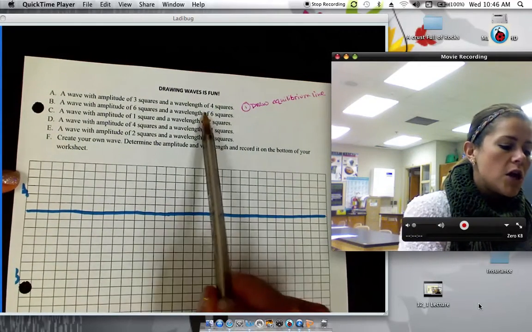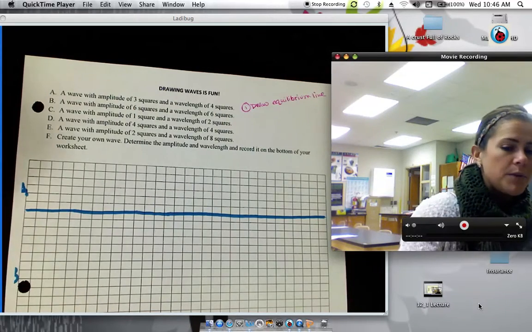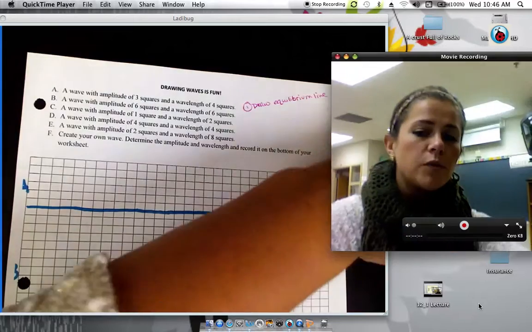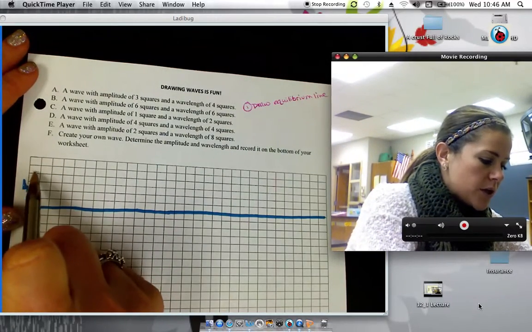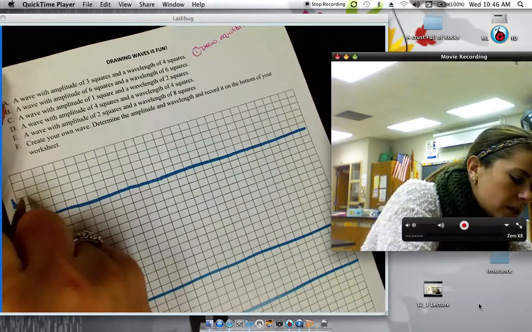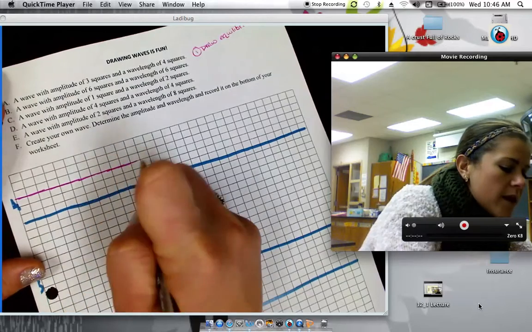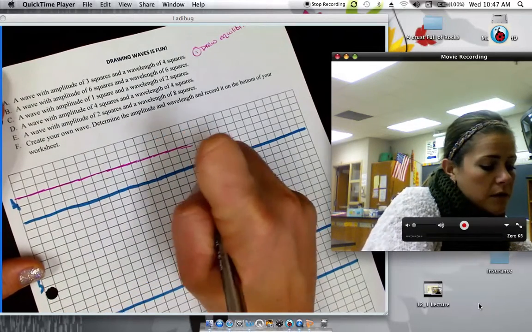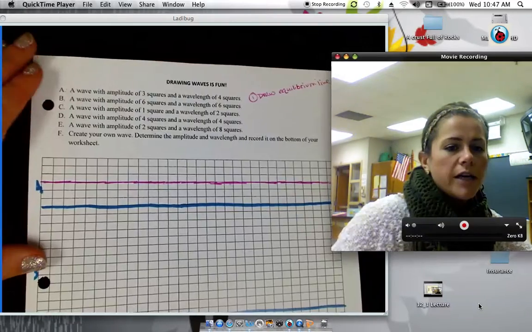So we have to do that, and I have some space here. Well, we said the amplitude is 3 squares high. So I have to be able to make it 3 squares high from here. So that's 1, 2, and 3. So I could draw it there, but I'm going to just draw it here in the center. So this is my equilibrium line. If the wave is at rest, that's where it would rest, on this line. All right, so that's step 1.